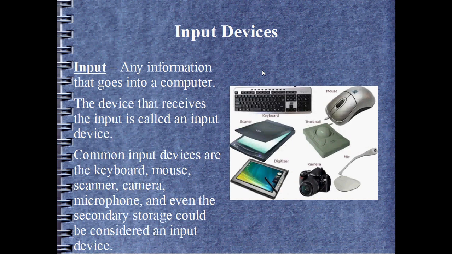Input is information that goes into a computer. Input devices are used to input that information to the computer. With the keyboard, you type the keys, and it inputs whatever you just typed. With a mouse, you click the mouse button, it sends a signal to the CPU that you clicked that button, and it then does whatever you clicked. Scanners input pictures, cameras input pictures, mics record sound, whatever.